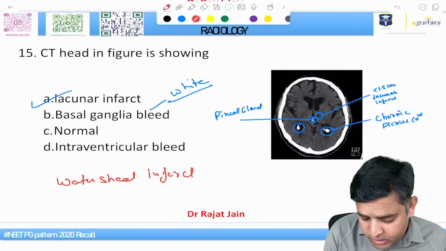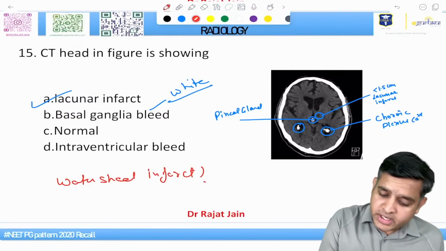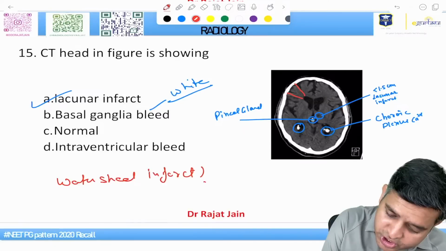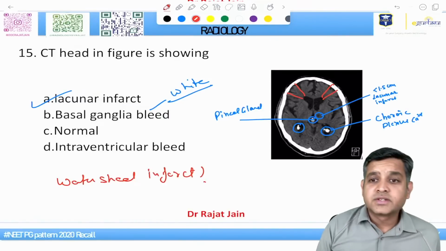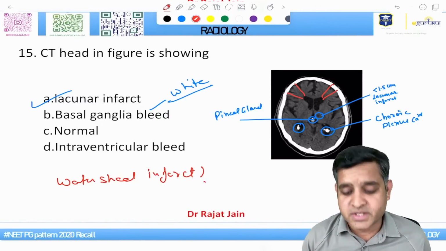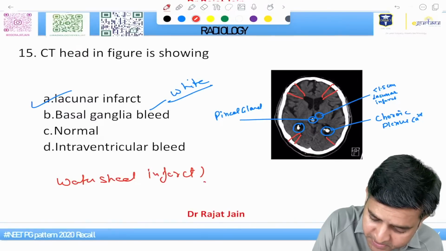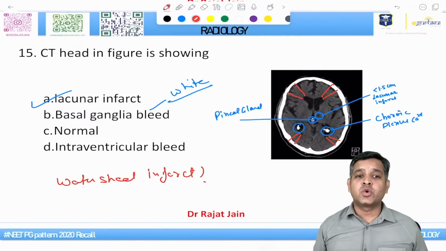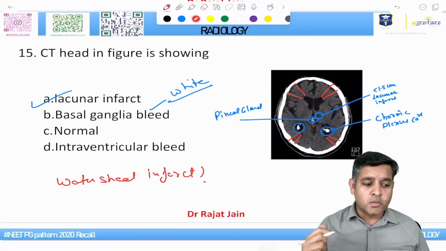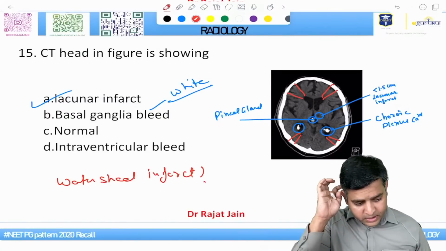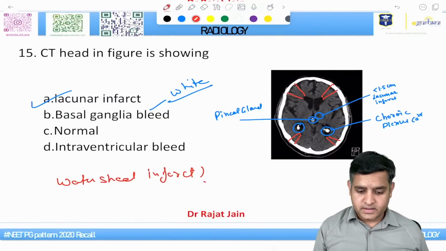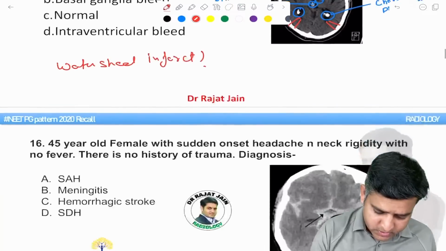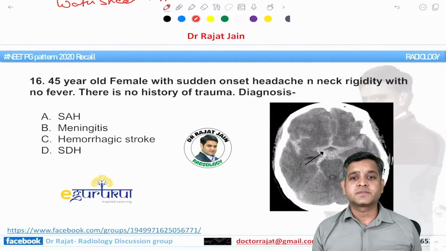Where will you see watershed infarct? Watershed infarct will be seen at the junction of two arteries. That means between ACA and MCA, and between MCA and PCA. These are called territorial infarcts, secondary to global hypoperfusion. Right? Now let us see this.